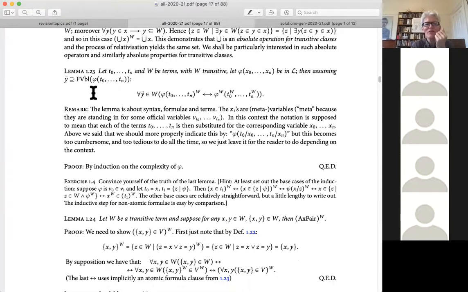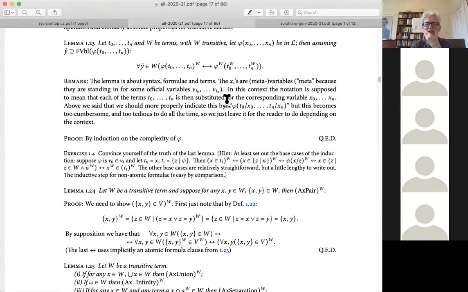So this is a sort of safety lemma, if you like, right? It shows that our ideas work well. If I've got a formula and I stick in some terms and I relativize it, I get the same thing as if I take the relativized formula and stick in the relativized terms. So again, we didn't prove that.